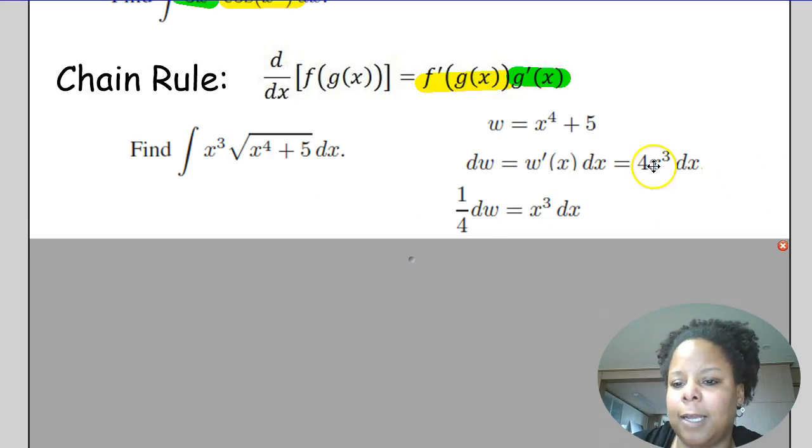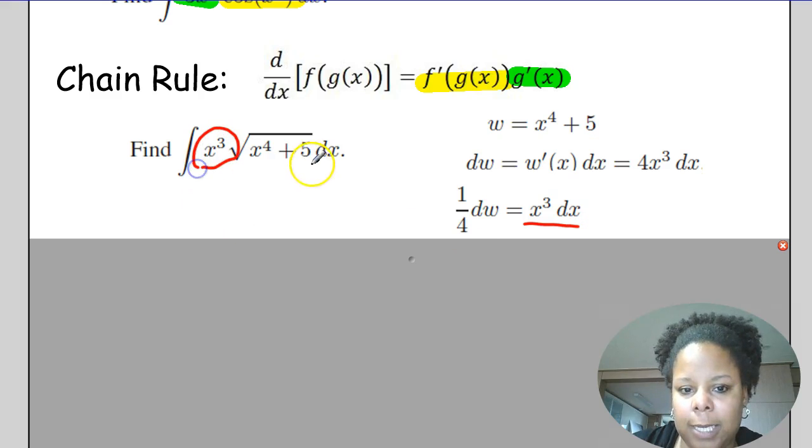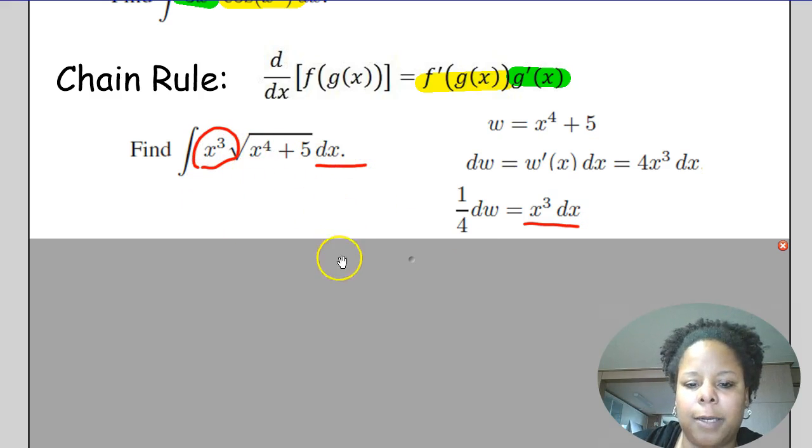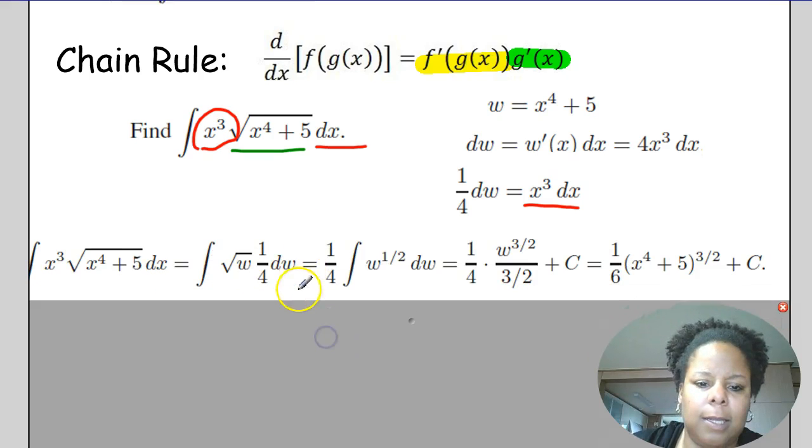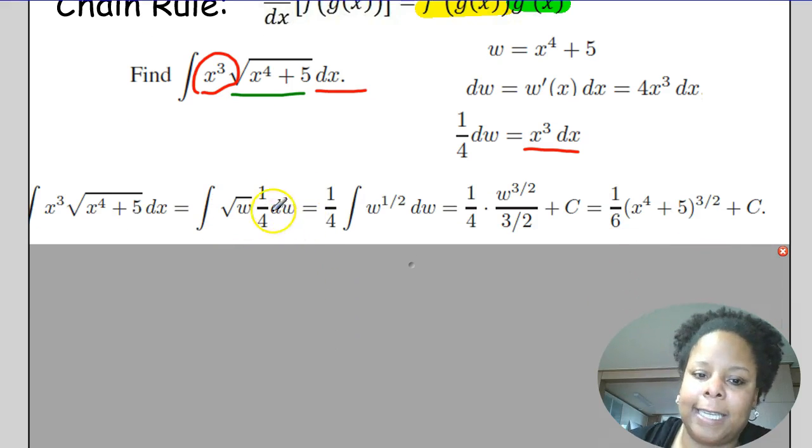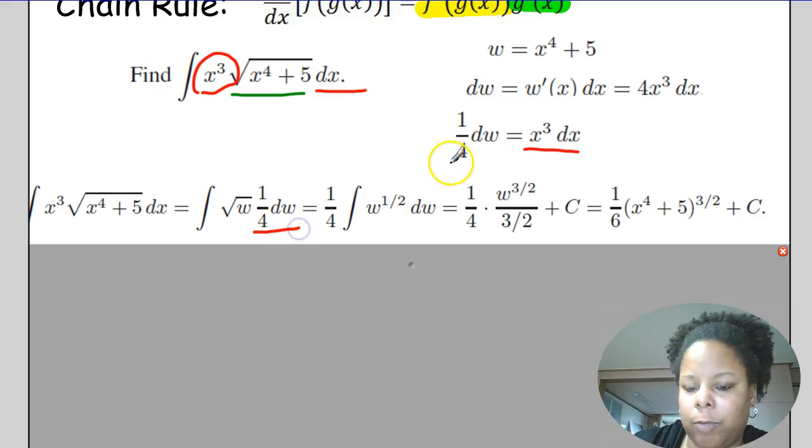So if I divide both sides by 4, then I finally have x dx, which is this part, and this part is essentially the square root of w. Okay, so now I can solve this problem by replacing everything in here with what I have. So x cubed dx is the same thing as 1/4 dw, as we saw here, and this is the same thing as the square root of w.